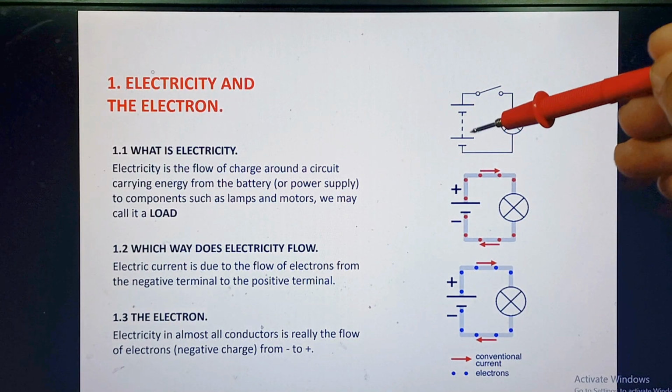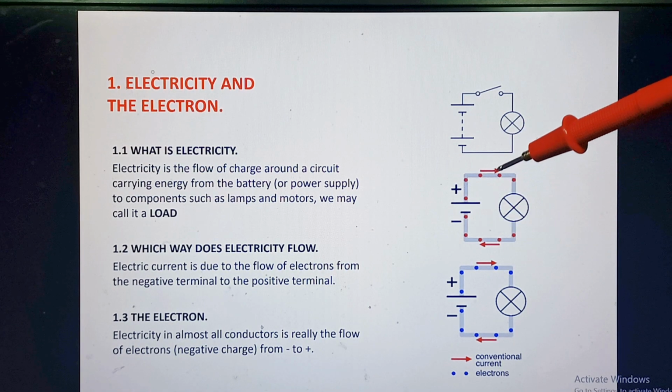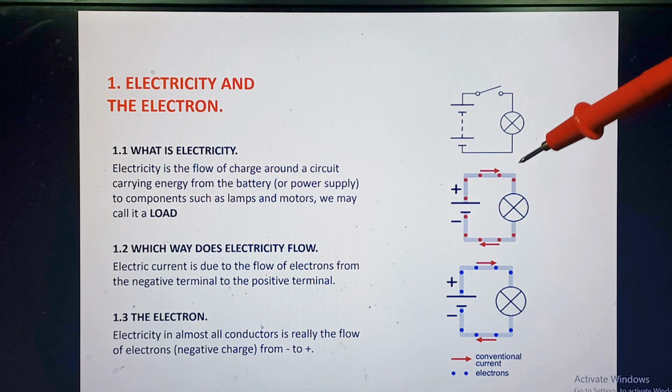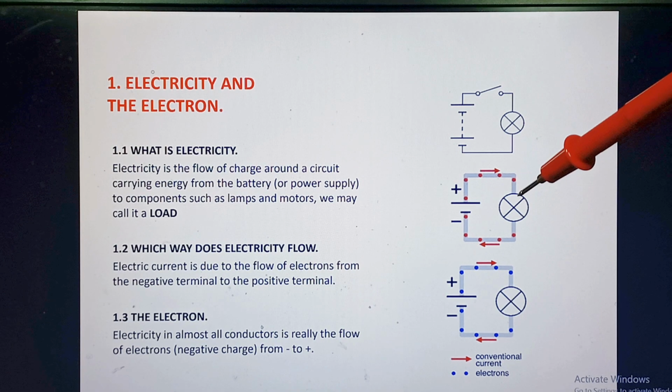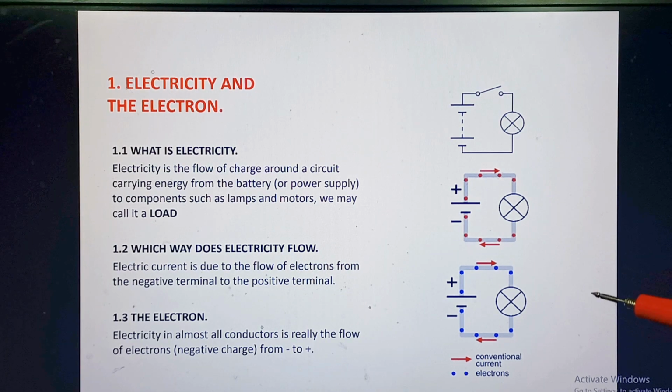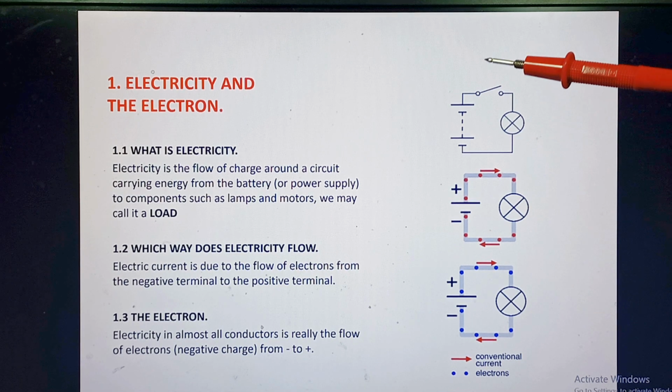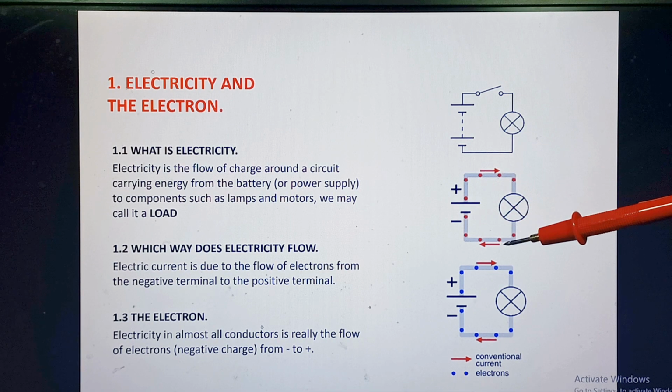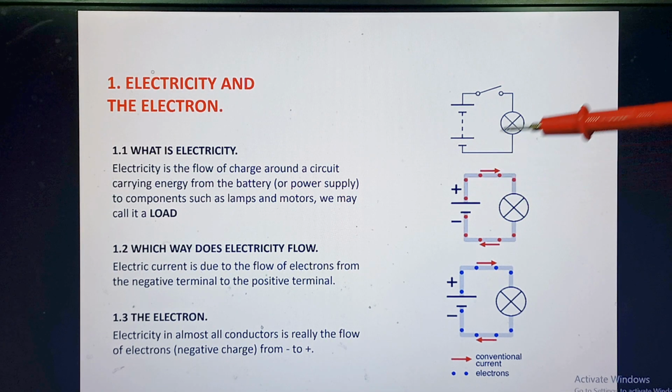In both cases, whether you are using the conventional current or the actual current flow, the amount of charge flowing is of the same rate and capacity. For simplicity, electric charge or electric current almost through all conductors and circuits is really the flow of negative charge, the flow of electrons, which is from the negative terminal of the battery through the load and then towards the positive terminal of the battery source.